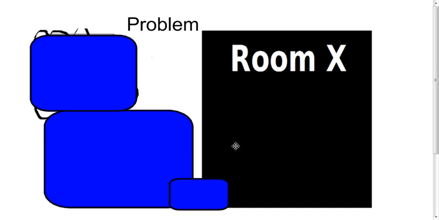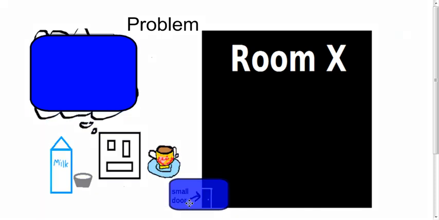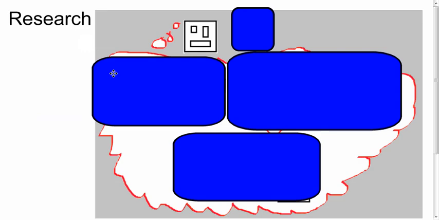It's really big and dark and unknown, and Dr. Square can see this small door, but he can't see much of the room through it because it's so small and so dark in the room. And Dr. Square wants to know if there is a cat in there. So he does a little research.